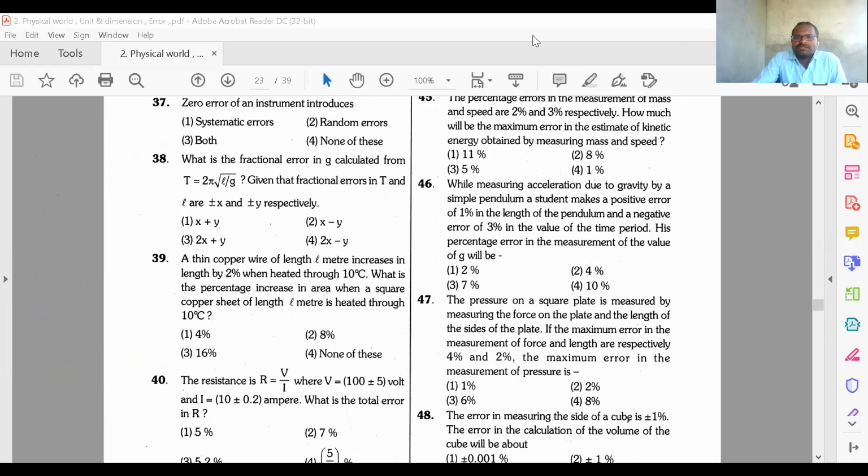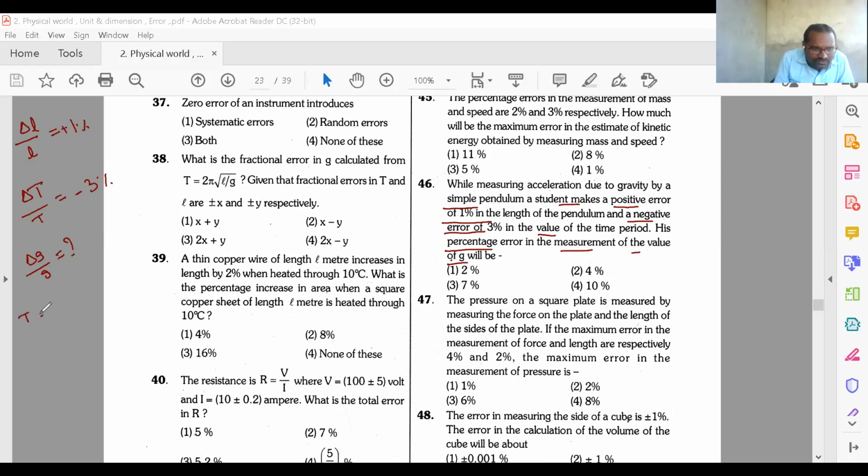Let us see this question. What have they given? While measuring acceleration due to gravity by a simple pendulum, a student makes a positive error of 1% in length, meaning delta L by L is 1%. That is a positive error, they said. Next, a negative error of 3% in the value of time period, so delta T by T is a 3% negative error. Then what is the percentage error in the measurement of the value of g? What is delta g by g?